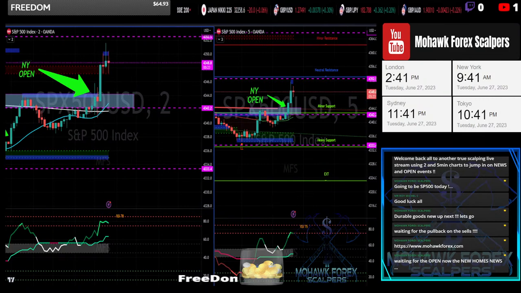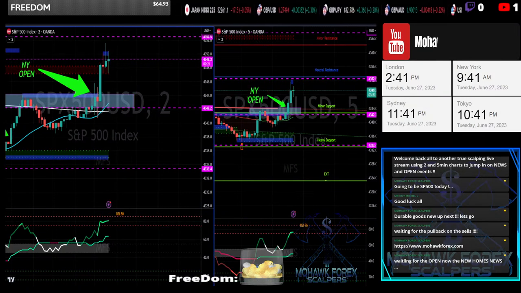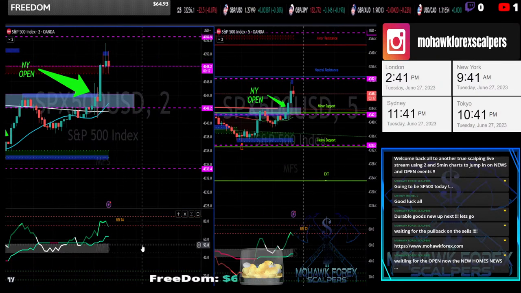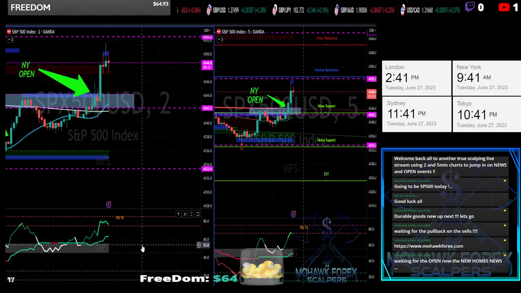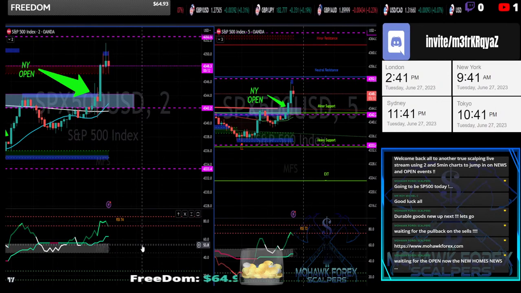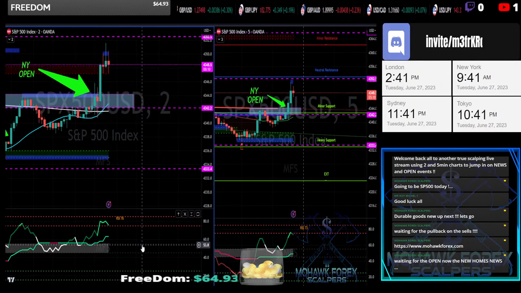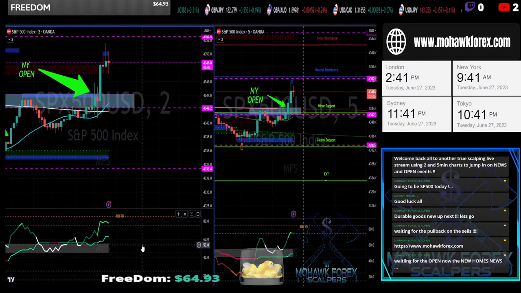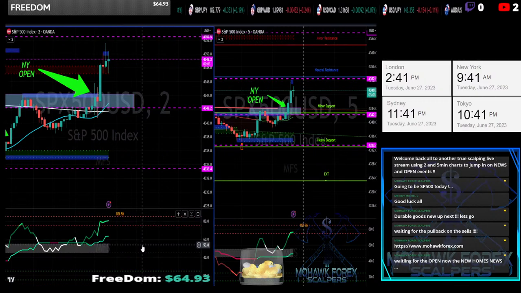Size 78, going back up to 80, doesn't matter, still in that zone, we're only looking to take sales because of how high we are on both the 2 and the 5. Just going to sit on our hands and wait. Let's see if we can be out of all the trades before the news.